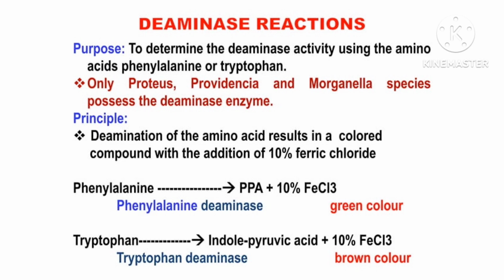which gives a green color to the medium. So phenylalanine is converted to phenylpyruvic acid by phenylalanine deaminase. Next, tryptophan gets converted to indolepyruvic acid in the presence of ferric chloride by the enzyme tryptophan deaminase. So the deaminase enzymes are mediating this reaction, leading to a brown color.